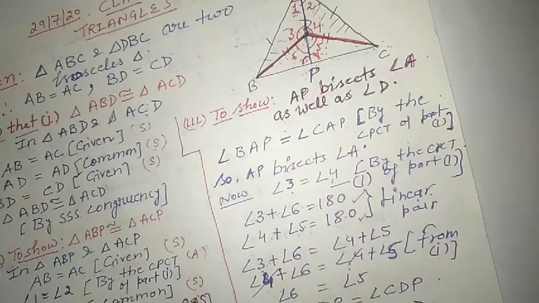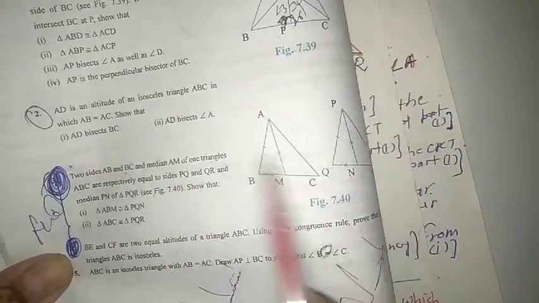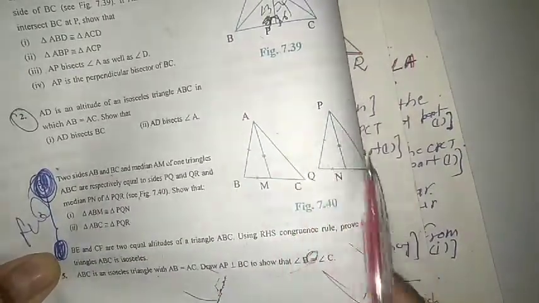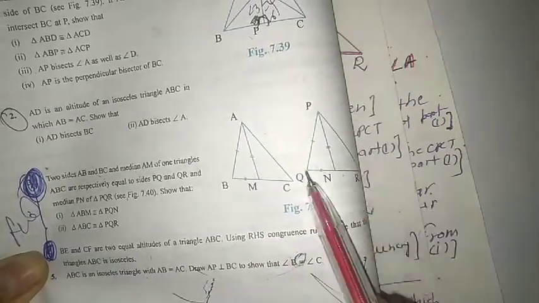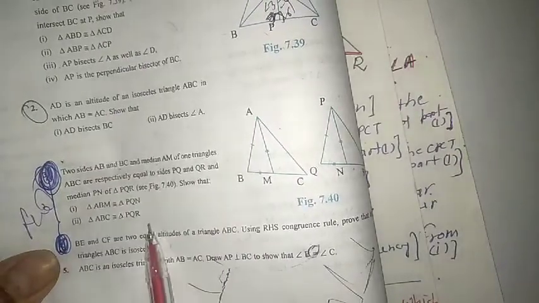Now we can show the third question. The second question you can do, it is the same. Now see the third question. Two triangles are given to us, with sides AB and BC and median AM. AM is the median of ABC and PN is the median of PQR. This is given and we have to prove these two parts. So this is the third question.